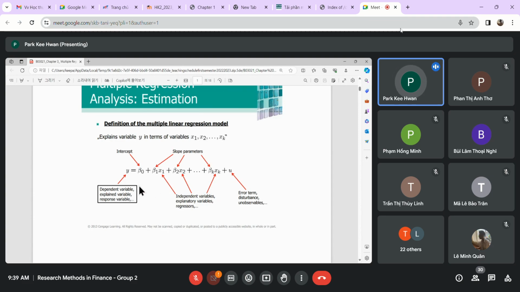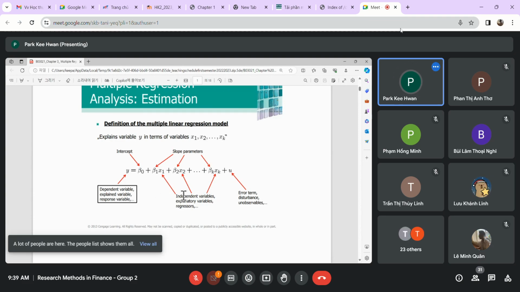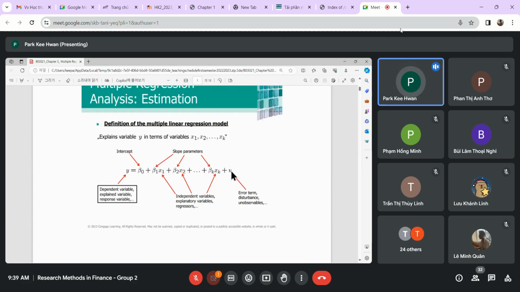In addition to the dependent variable and independent variables, we have the error term denoted by little u, and this represents the unobservables. The factors which are not observed in the market, but the factors which affect the y. So all factors other than these x variables are contained in the error term.